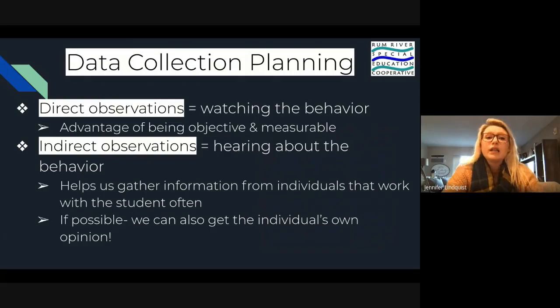So more for data collection planning. Direct observations, that's us watching the behavior. An advantage of this is it's super objective and measurable. Indirect observations, that's us, again, hearing about the behavior, interviewing. And this helps us gather information from individuals that work with the student really often. And if possible, we can get the individual's own opinion as well, which is really great. And again, a different perspective.